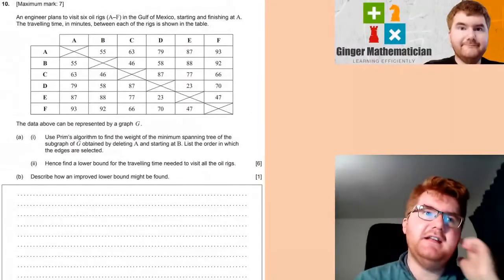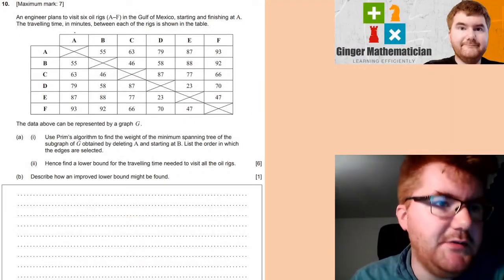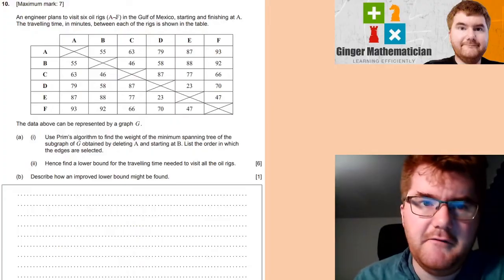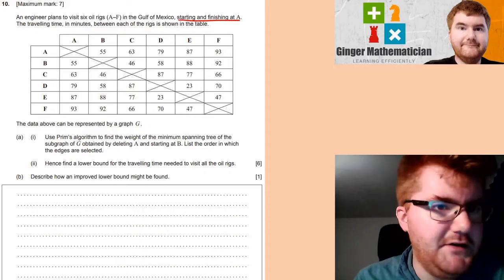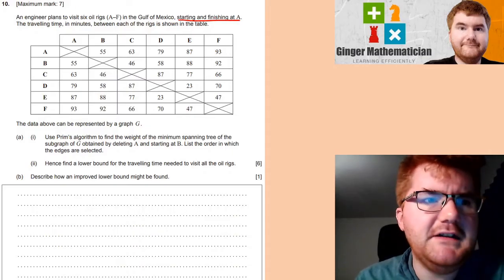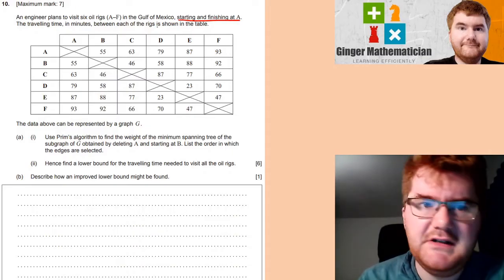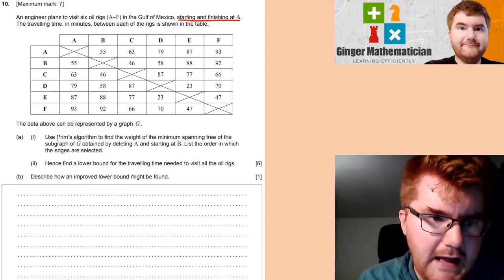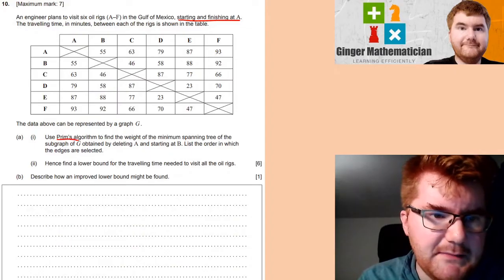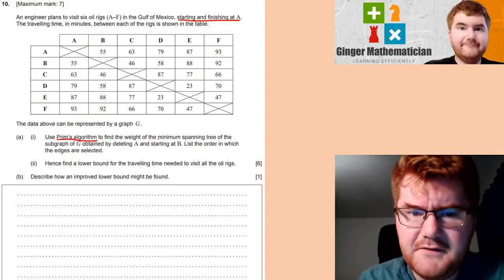Okay, and question 10, a lovely graph theory question. So an engineer plans to visit 6 oil rigs in the Gulf of Mexico, starting and finishing at A, so that's going to be the vertex deleted, I assume, and the travelling time in minutes between each of the rigs is shown in the table, and we can represent this by a graph. This is true. And we're going to use Prim's because we've got an adjacency matrix here. Find the weight of the minimum spanning tree.